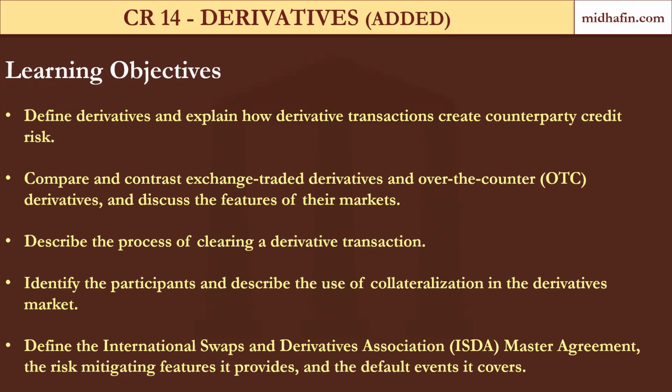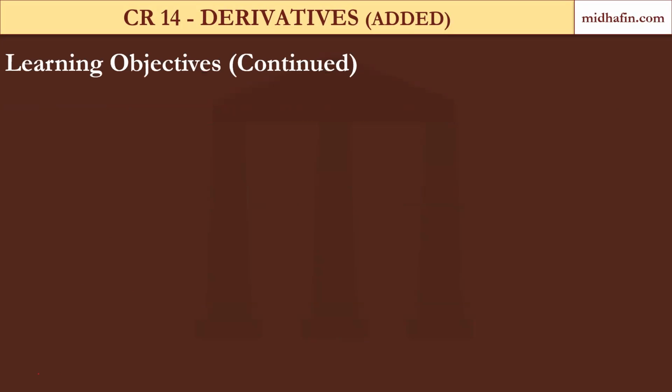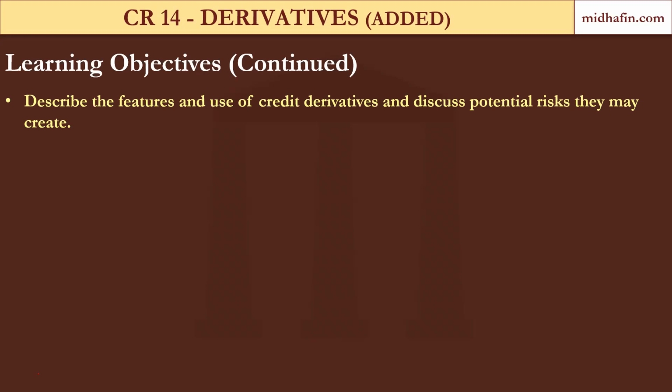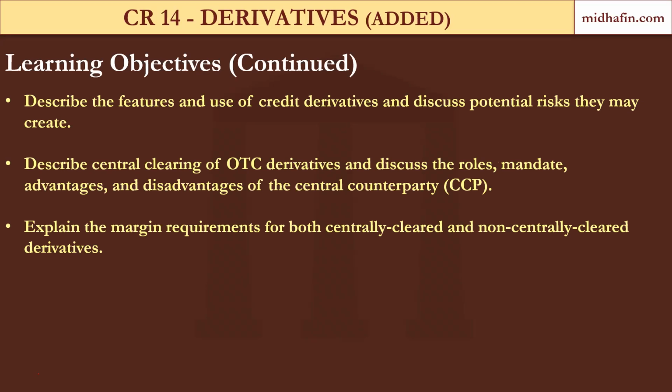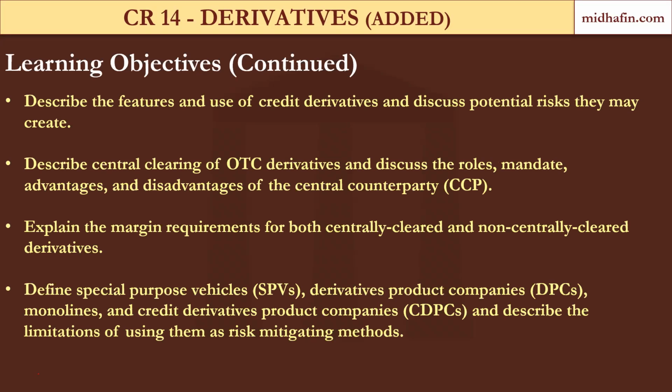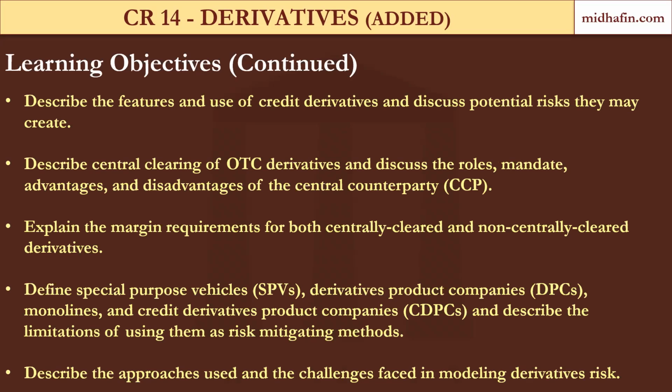Then defining the ISDA master agreement. This also is already present in one of the other chapters. So this is one chapter where some level of redundancy is there, but I think this chapter is there to make sure that you understand the basics of these concepts first, and then they'll be discussed in more detail. The features and use of credit derivatives, central clearing of OTC, and then CCPs also have been discussed, margin requirements, SPVs, DPCs, CDPCs, and finally the approaches used and the challenges faced in modeling derivatives risk.